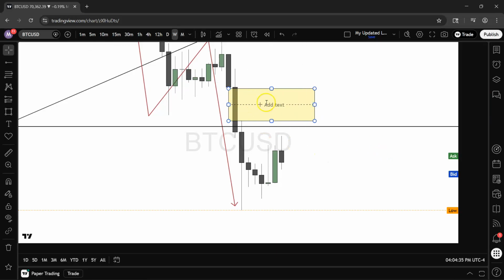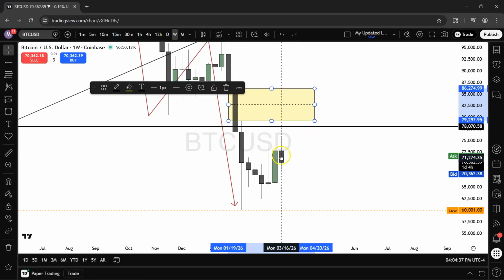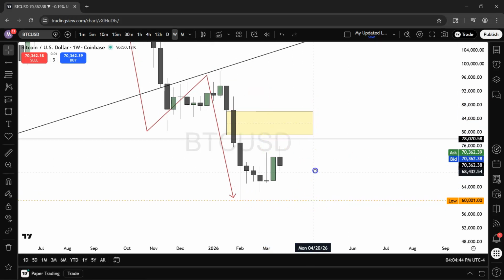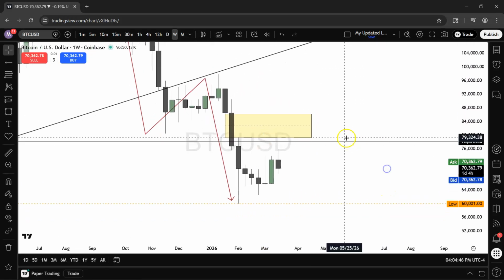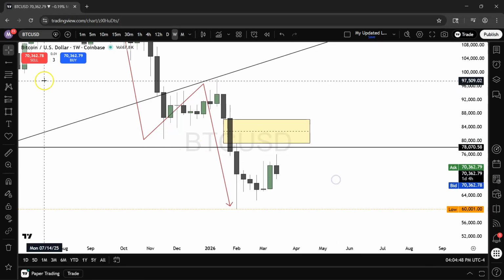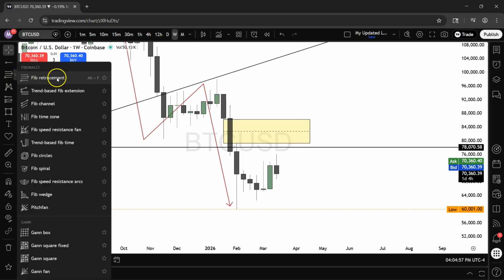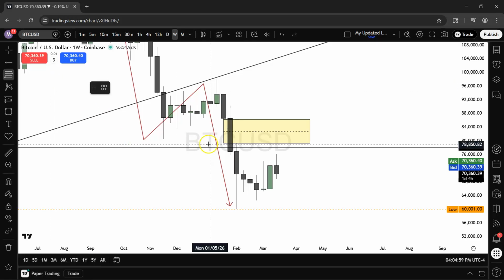All right. That's the fair value gap. So we're looking for the market to come back into this gap and continue its journey going lower. But we also got to take a look at the Fibonacci tool. So we're going to pull out the fib, and that's this tool right here. Fibonacci retracement. We're going to click on that.